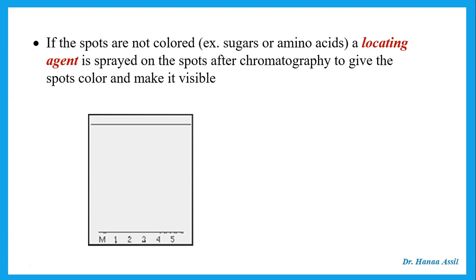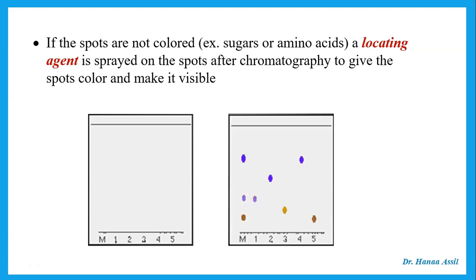But then once we have finished, we can bring out the paper, allow it to dry, and spray with a locating agent. A locating agent is a substance that gives the spots color and makes it visible. So when we have spots that are not colored, we spray with a locating agent to give the spots color and make them visible.